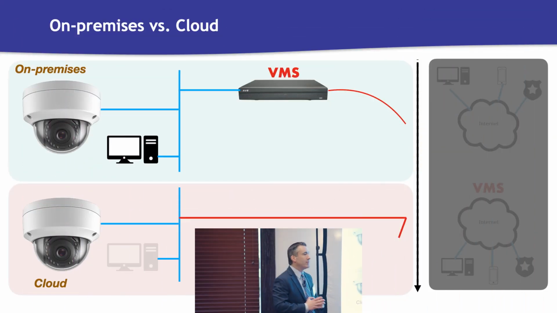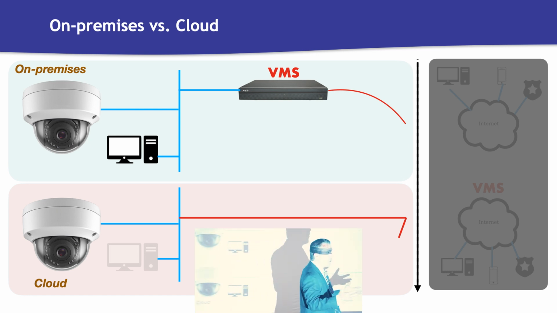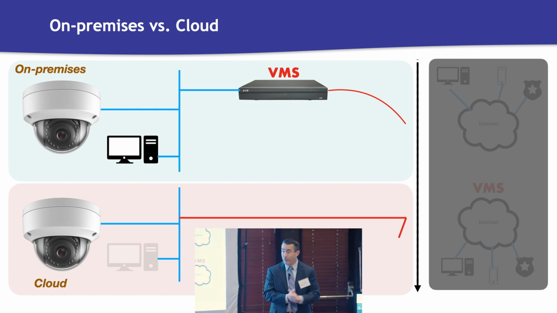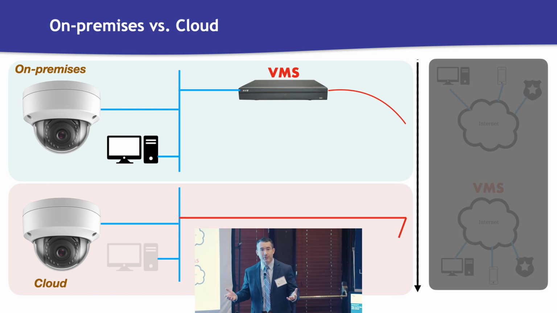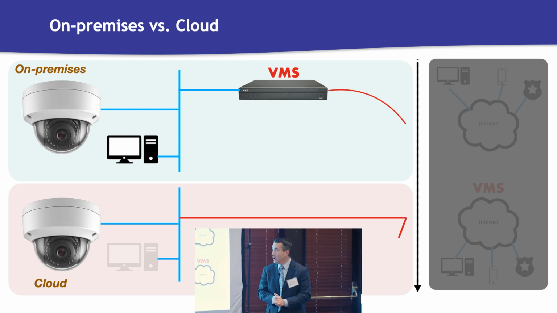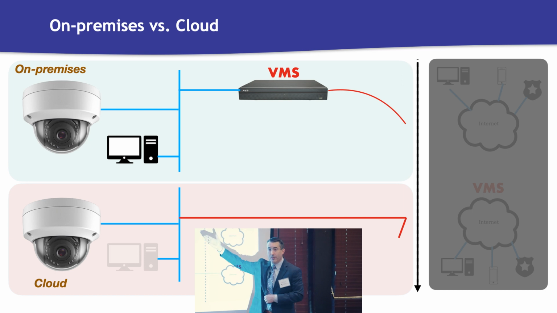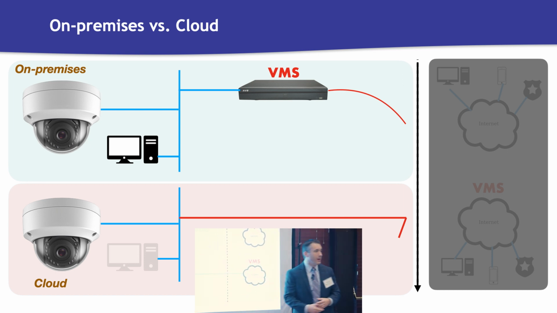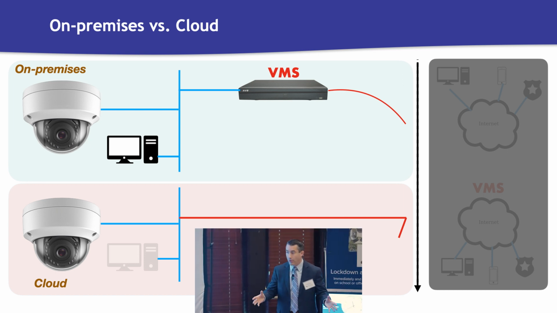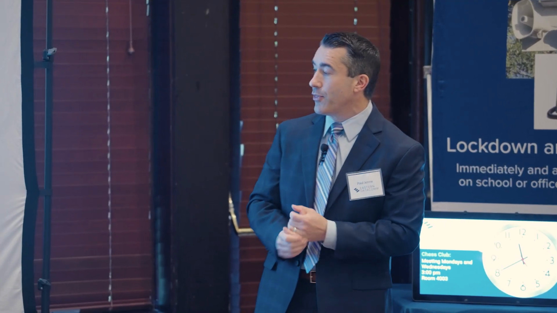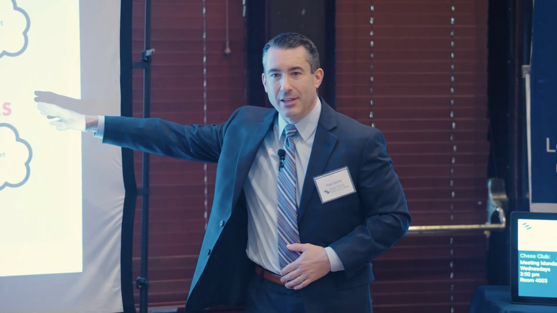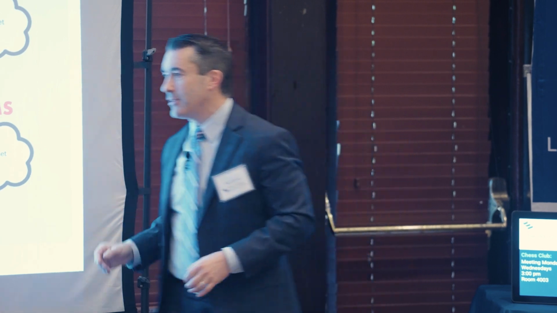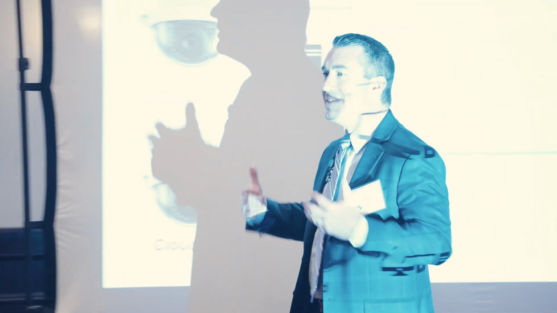Now, in order to see the footage and be able to see what's going on, really the user interface that you're going to be familiar with is something called a VMS, or video management software. In an on-premise system, that software is on-site, usually in the NVR. That's where you're going to go to see what's going on and do all your analytics or whatever. With a cloud-based system, that VMS is actually in the cloud. The benefit to having a VMS in the cloud is it makes it easier for people to access it from anywhere, because you can connect from any browser, as opposed to with an on-premise system.